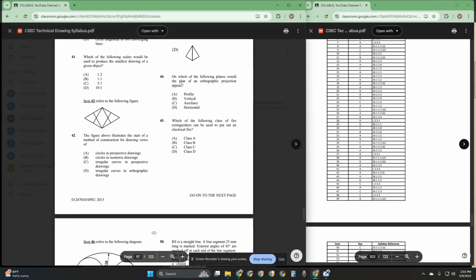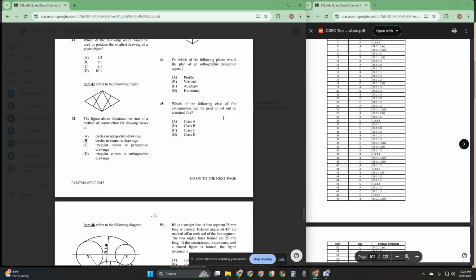44. On which of the following planes would the plan of an orthographic projection appear? Is it the profile? Is it the vertical? Is it auxiliary? Or is it horizontal? Which of the planes? 44D. The plan appears on the horizontal plane, and I agree.